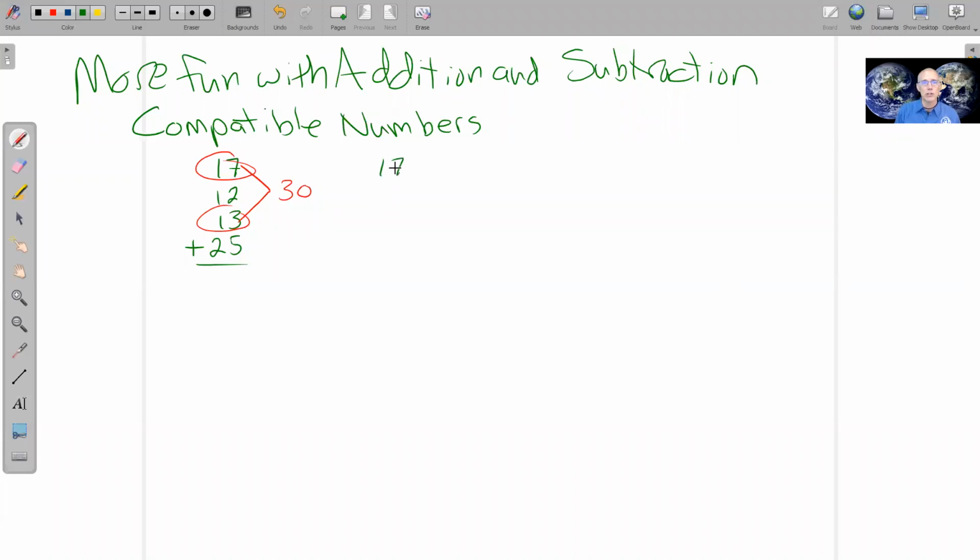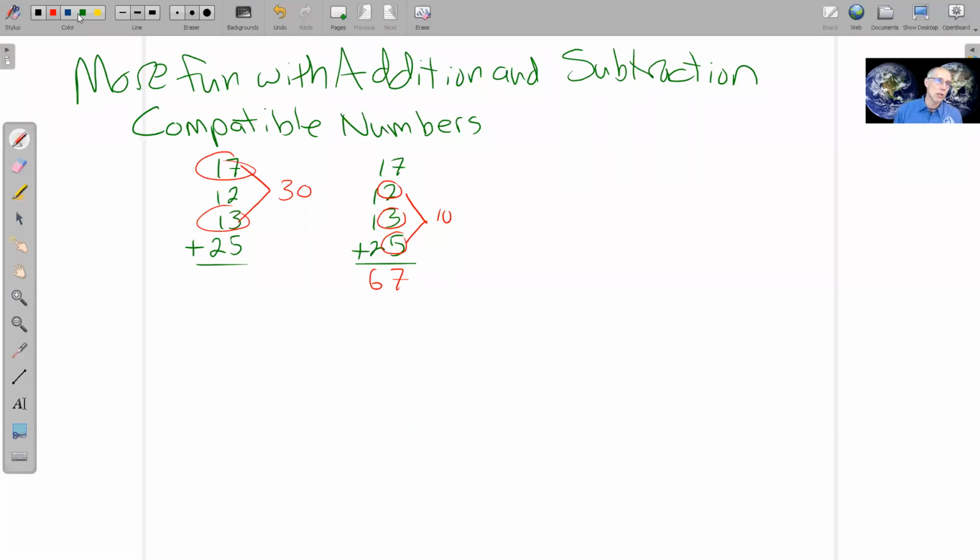Another easy version of that, with 17, 12, 13, and 25, is somebody else might look at this list and see the 5, the 3, and the 2 all together make a 10, and then start combining that with other 10s. So they'd say, oh yeah, there's a 10, 20, 30, 40, 50, 67 is what they'll get for the total there. So compatible numbers just means to pick a pair of numbers that work well together.